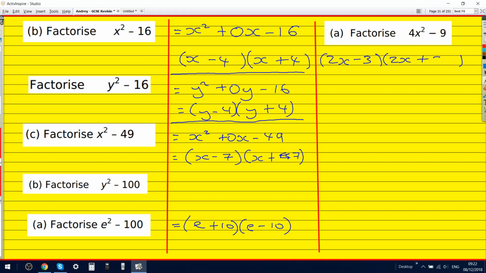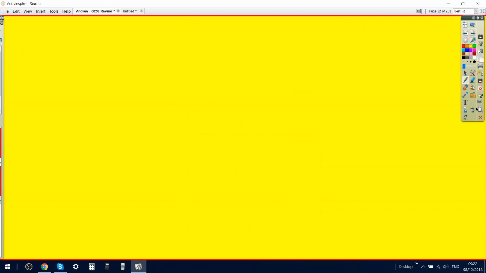Yeah. So that's the square root. Square root of 4 is 2. Square root of x squared is x. Square root of 9 is 3. And because we know they have to make 0 in the middle, it can't be two different things. It has to be the same. Yeah. Okay. And it's the same as plus 0x.